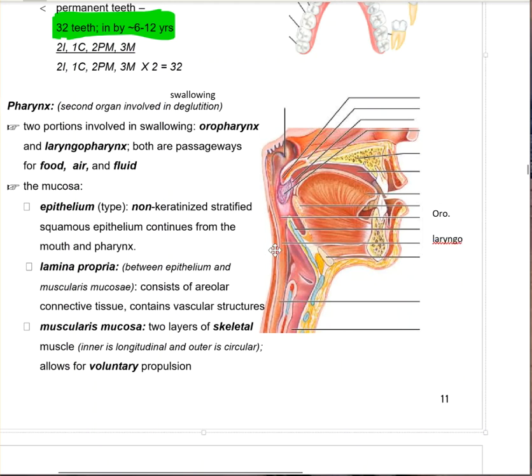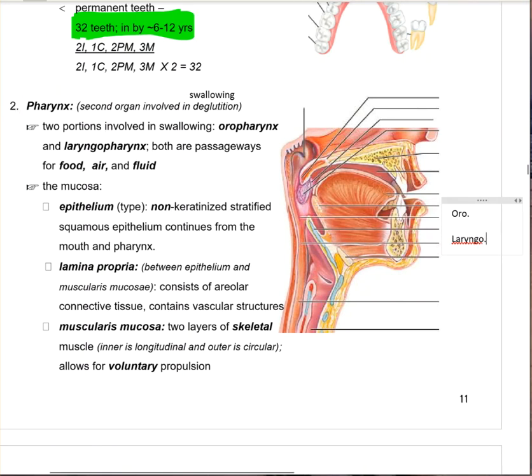Laryngopharynx, which is right back here. Both of these passageways have multiple things that can be in them. We can obviously have air in. We can breathe through our mouths, and we breathe through our nose, and then it goes down into our laryngopharynx. We can put food in our mouth and swallow it. We can put fluids in our mouth and swallow it. So these areas are multiple passageways for multiple things.